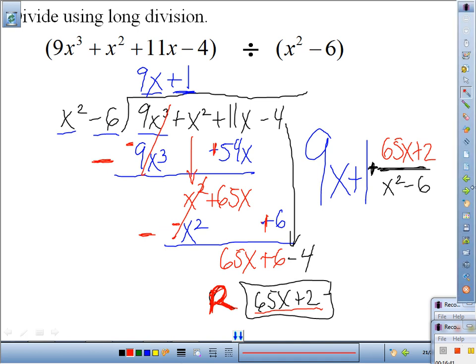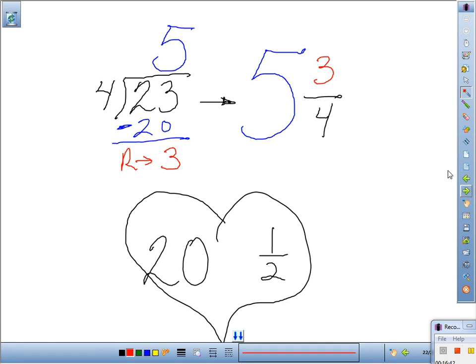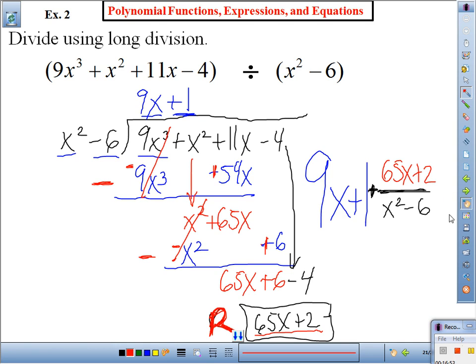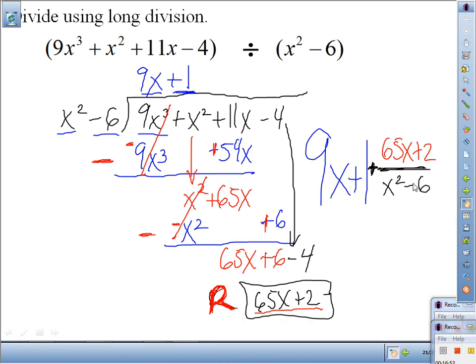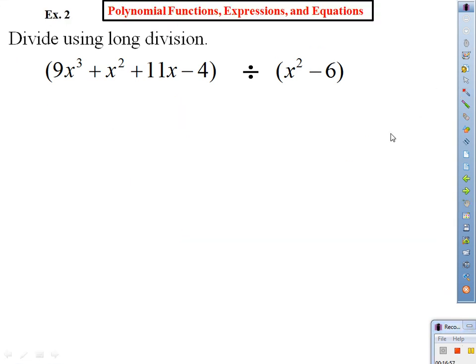Now, once again, how did it look in elementary? It looked like this. Whole number, remainder over the divisor. That's why we get this. Okay. All right. You try it.